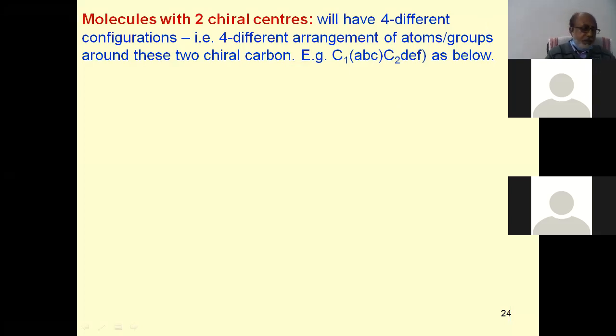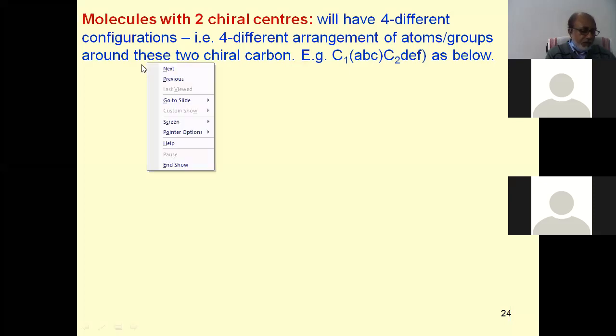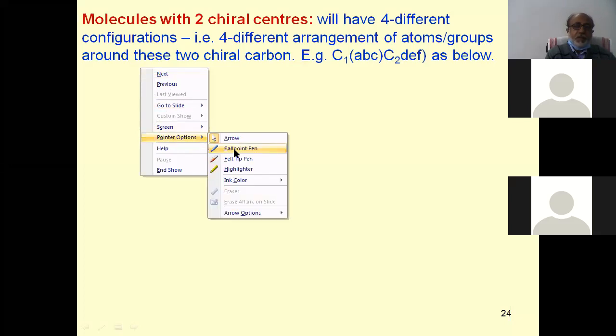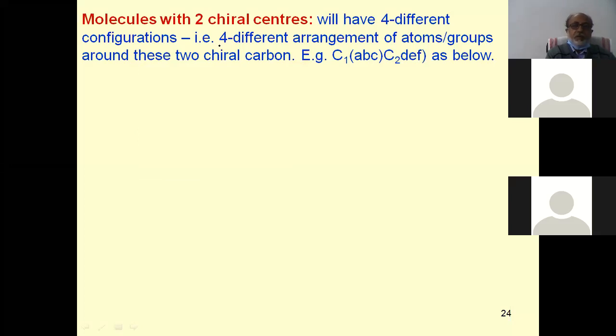So the number of configurations that we can get will depend on the number of chiral centers the molecule is having. Suppose we have got 2 chiral centers, then how many optical isomers will there be? We'll have 4. Okay, already you know that one. So what will be this 4?